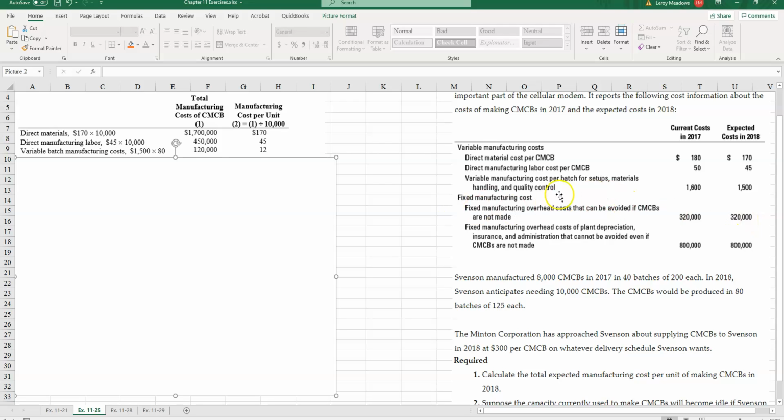Fixed manufacturing costs that can be avoided. So I'm going to take the $320,000 and divide that by 10,000 units that we're going to make, and that's going to be $32 per unit.